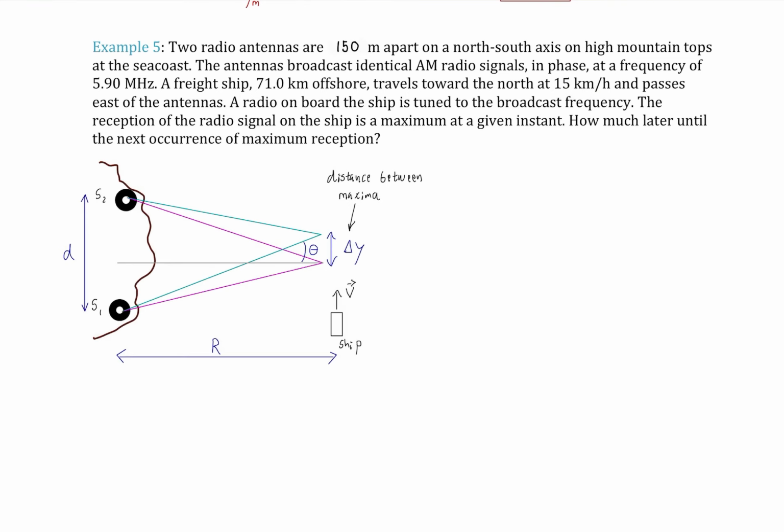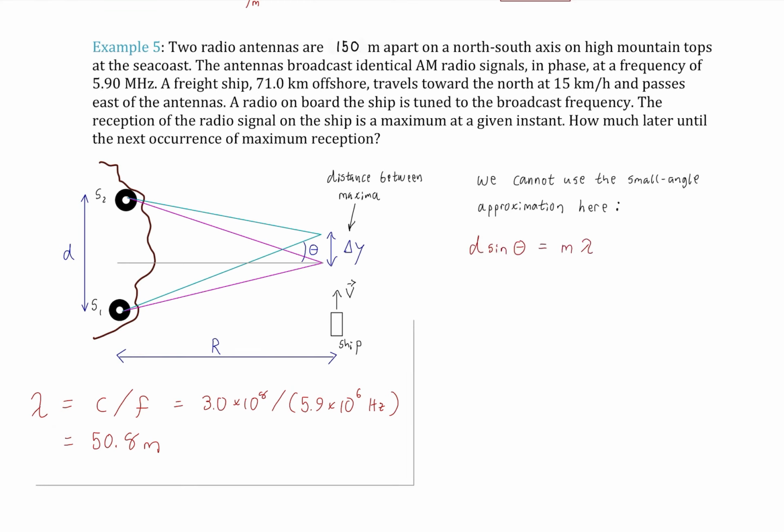So here's the picture. Essentially we have two slits, so two sources, some distance apart. Here's the distance between maxima. Here's our ship moving at velocity v, and there's our distance from the sources to the screen, the screen effectively being the path of the ship. We need to turn that frequency into a wavelength, using the relationship between the speed of light, wavelength, and frequency, and we find that it's 50.8 meters long.